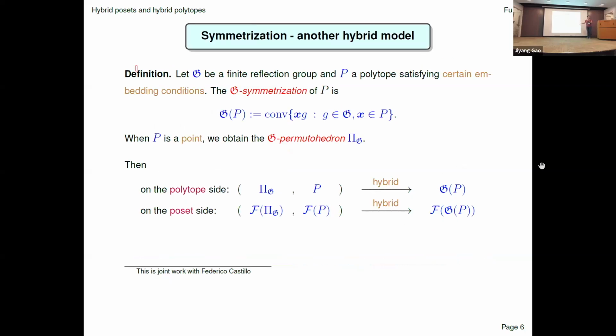So this is my last slide. I will just be very brief to tell you about a hybrid model arising in my recent joint work with Federico Castillo.